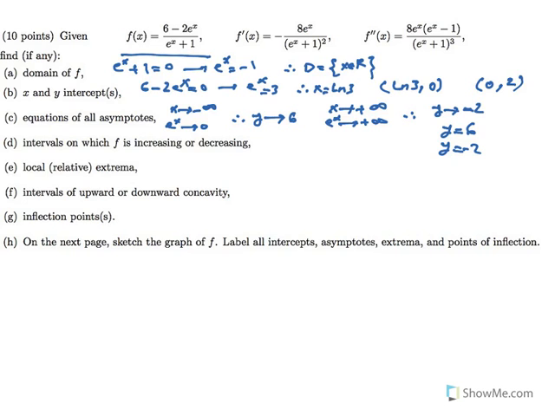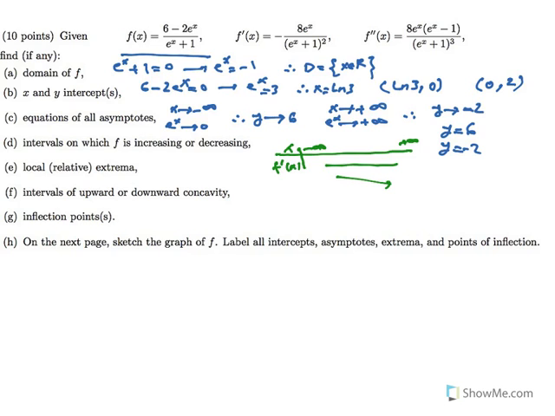Interval in which f is increasing or decreasing. In order to find out if a function is increasing or decreasing, we draw the sign chart for the first derivative of the function. The first derivative is given, and if you look at this, it has no root, and it's always negative, meaning the function is always decreasing. When x goes from negative infinity to positive infinity, the function is decreasing. No relative maximum, no relative minimum.